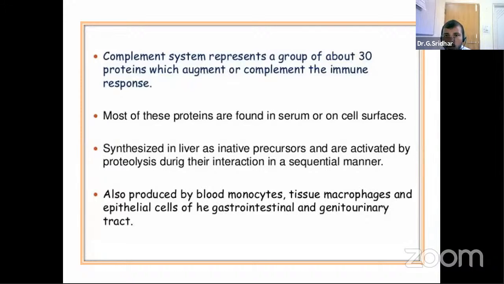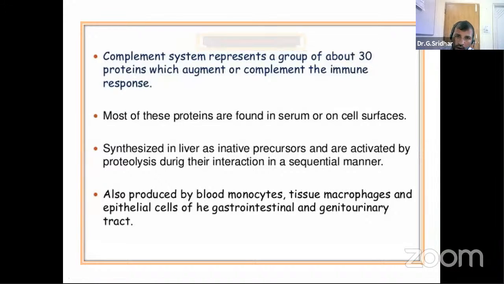Most of these proteins are found in the serum or on cell surfaces. Just now I said that. Most of these proteins are mainly found in the blood serum, as well as on other cells like macrophages and phagocytic cells. They look like membrane proteins.